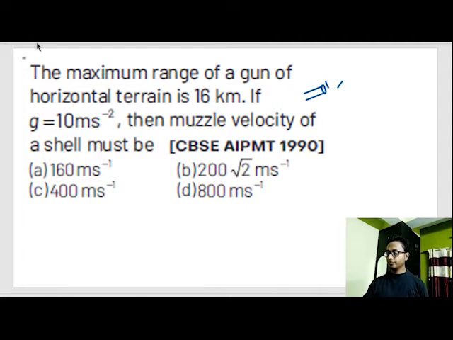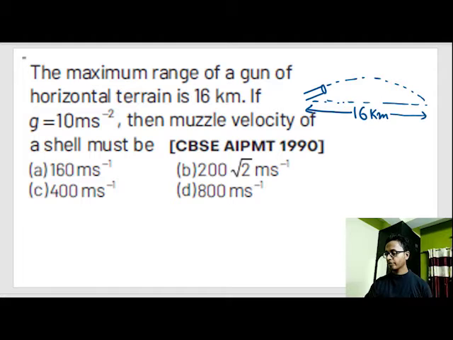So the question is saying the maximum range of a gun is 16 kilometer. That means a shell or a bullet can travel 16 kilometer. And the bullet is thrown, and the value of acceleration due to gravity is 10 meter per second square. So for maximum range, what should be theta?